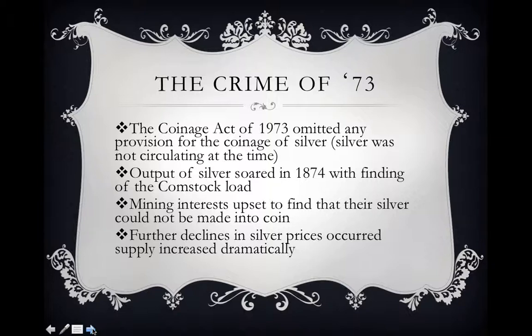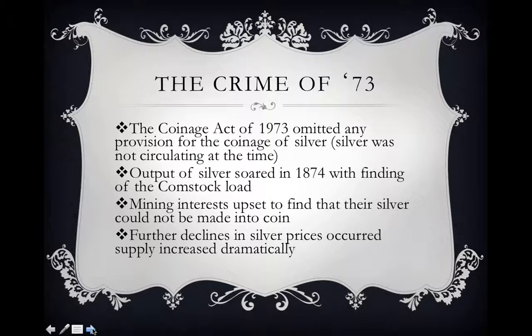So it was finally decided that instead of contracting the money supply, we'll just try to keep it constant, and as the economy grows, the price level will slowly shrink back to its pre-war level. If we go back to that figure I showed you, which very much mimics what happened in the United States from 1870 to 1900, there was a consistent fall in the price level. Realize this notion of what the Crime of '73 was: the Coinage Act of 1873, not 1973, omitted any provision for the coinage of silver.